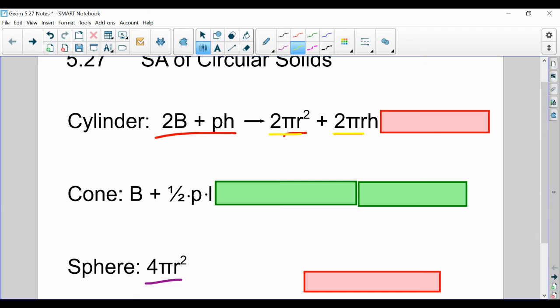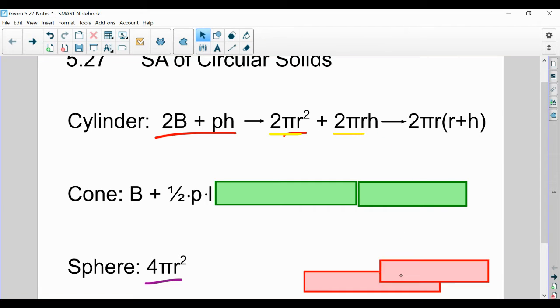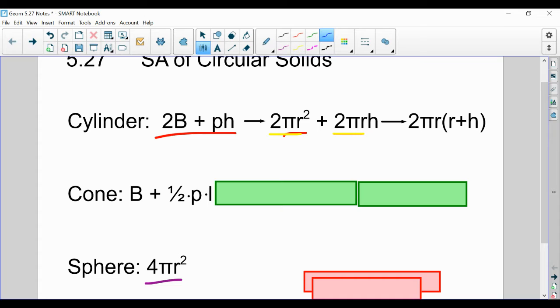What I like to do at this point is recognize that I have a 2 pi r and a 2 pi r, and I can factor that out to make a much easier formula, 2 pi r times r plus h. Just keep in mind that the original formula, 2 pi r squared plus 2 pi r h, is our 2B plus our lateral area. So this 2 pi r h is the lateral area of the cylinder.